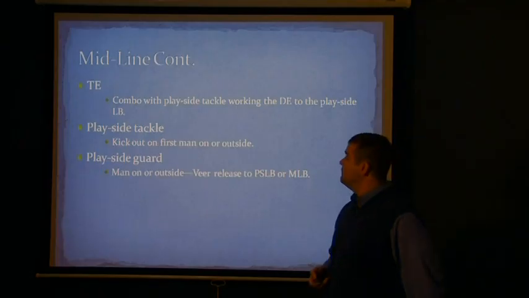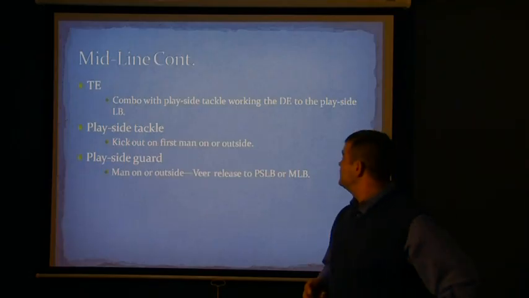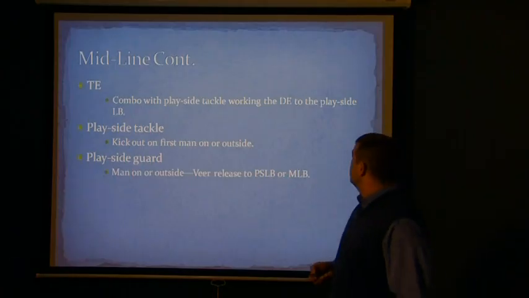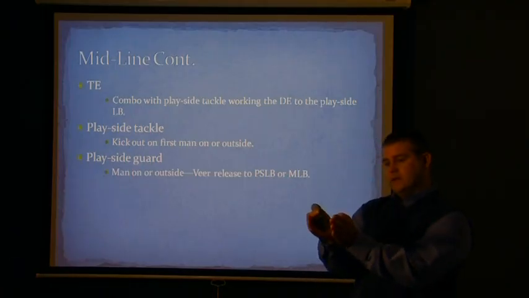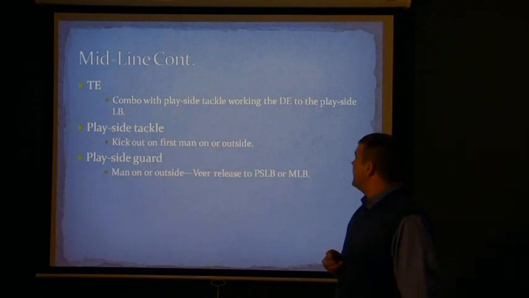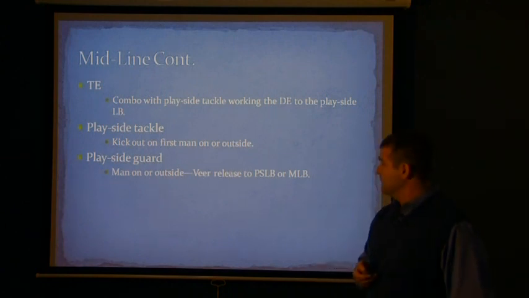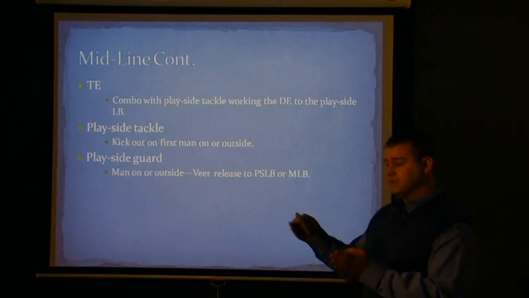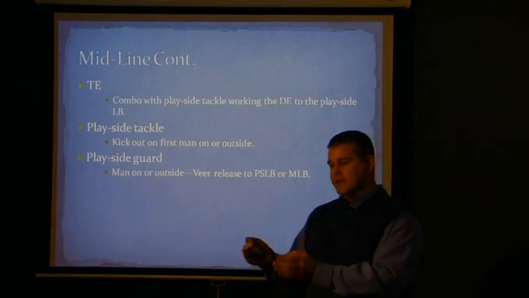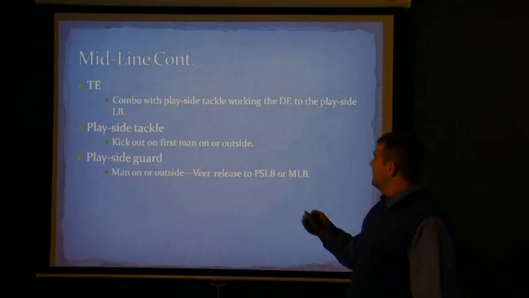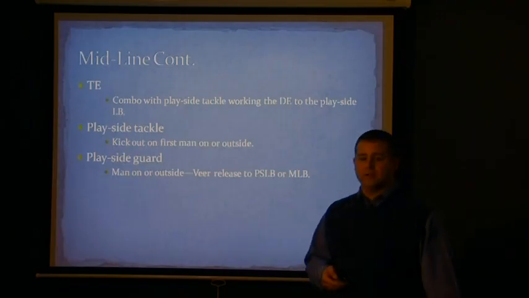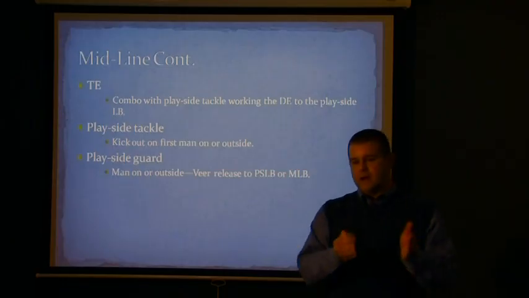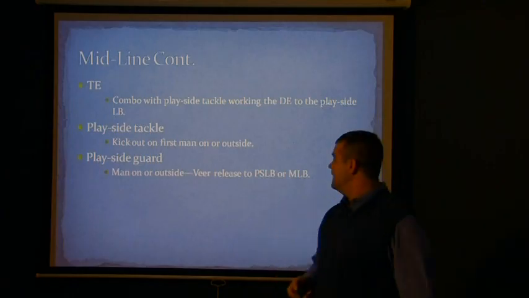If the tight end is in the ball game, he will combo with the play side tackle, double teaming the defensive end and working to the play side backer, that outside backer, reverse in a 4-3. Against a 50 defense, it basically turns into a kick out concept, but we do combo with the tackle in 4 down. Play side tackle, kick out first man on or outside, which again, we talked about reading that B gap player and then kicking out that 5.